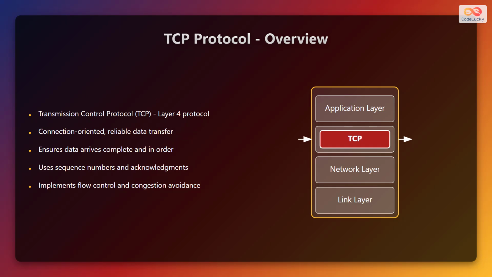This slide presents an overview of the Transmission Control Protocol, or TCP. TCP is a Layer 4 protocol in the TCP/IP model. It is a connection-oriented protocol, providing a reliable data transfer mechanism. TCP ensures that data arrives complete and in the correct order. It achieves this reliability through the use of sequence numbers and acknowledgements. TCP also implements flow control and congestion avoidance techniques to ensure efficient and reliable communication.